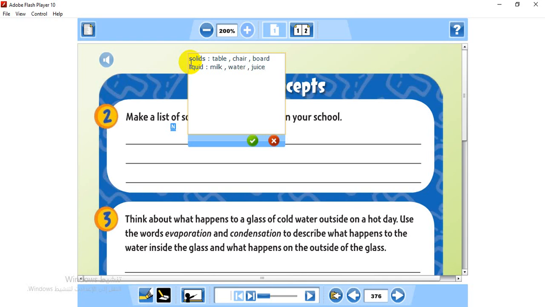Okay, what about gases? Gases like what, guys? If you try to remember something that you found in your school related to gases, or in the classroom, like what, guys? The air conditioner is what? To produce air, right, guys? So the air, like oxygen or carbon dioxide, is an example of gases that you find in the classroom. So air and what? Water vapor also. The water vapor, you can't find it in the classroom, by the way. Okay, all of these are examples of gases that you find in the classroom.